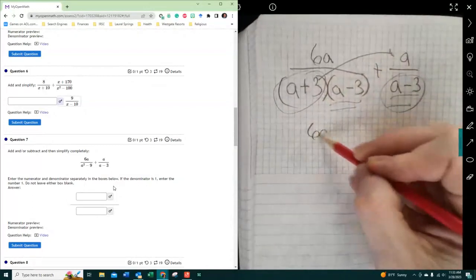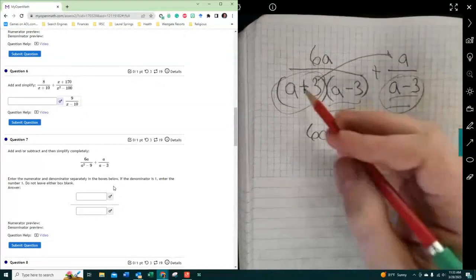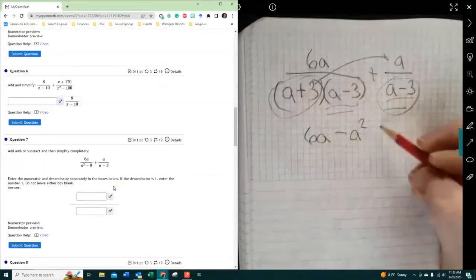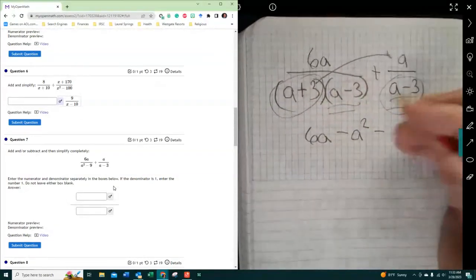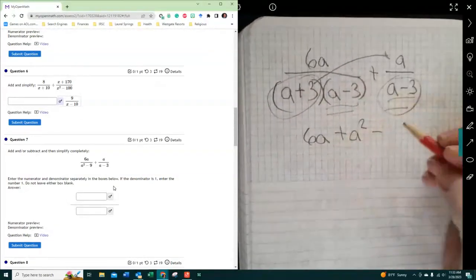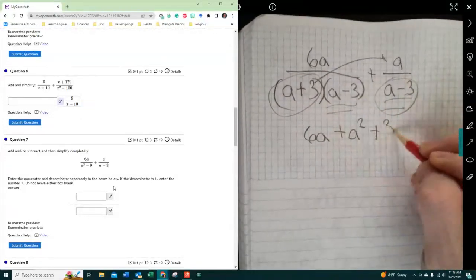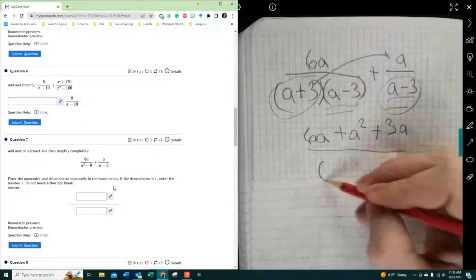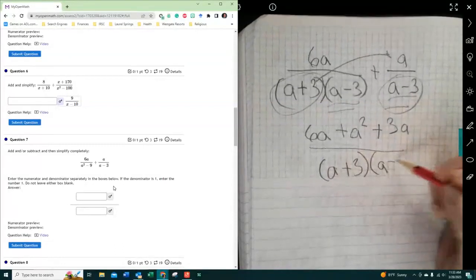So we're going to get 6a, and then that a right there is going to multiply this a right here and get a squared, and then this a is going to multiply that 3 and get, I have a negative sign there, but it's positive. And then this 3 is going to multiply that a and get positive 3a, all over a plus 3, a minus 3.